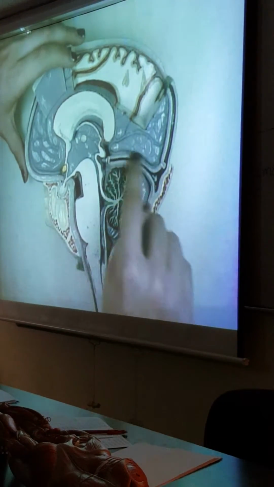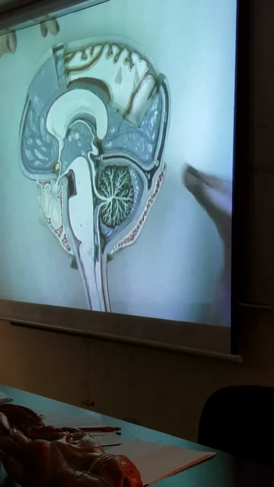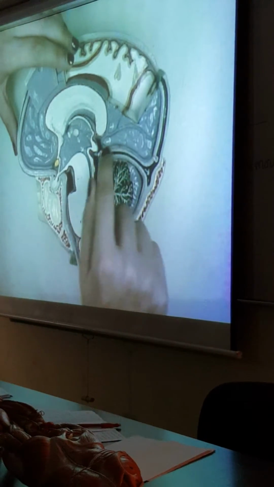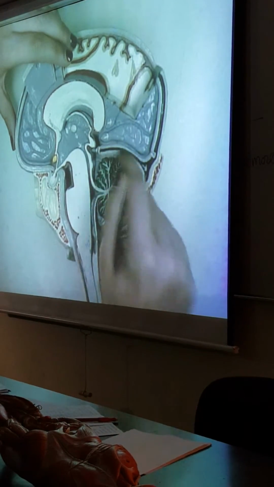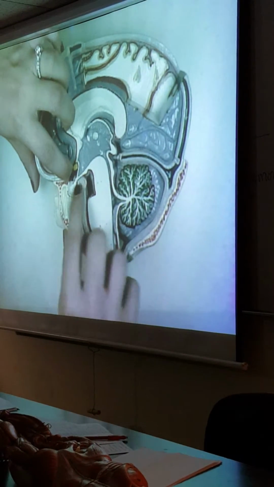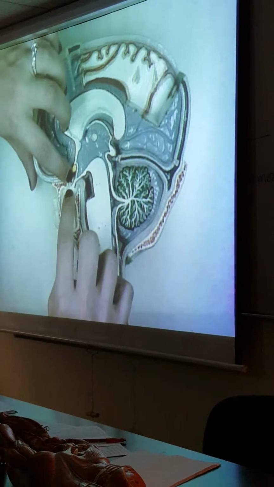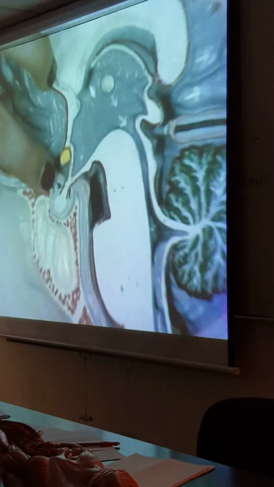Then we also have here in the transverse fissure, so here's the cerebellum, here's the cerebrum. Folded into the transverse fissure is the tentorium cerebelli. And then we have the straight sinus right in the middle of that. And then surrounding the infundibulum, keeping the pituitary gland in its place, is the diaphragma sellae. You can zoom in.